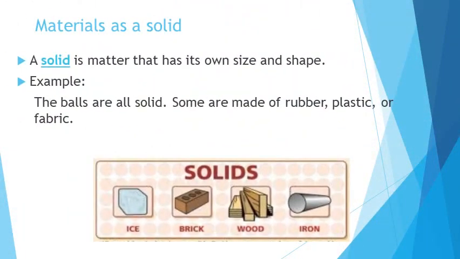So we will talk now about materials as a solid. A solid is matter that has its own size and shape. So what does it mean? It is something that has size and shape, something that is square or cube or circle or round, big, small. It has size and it has shape. For example, the balls. The balls are all solid. Some are made of rubber, plastic or fabric.